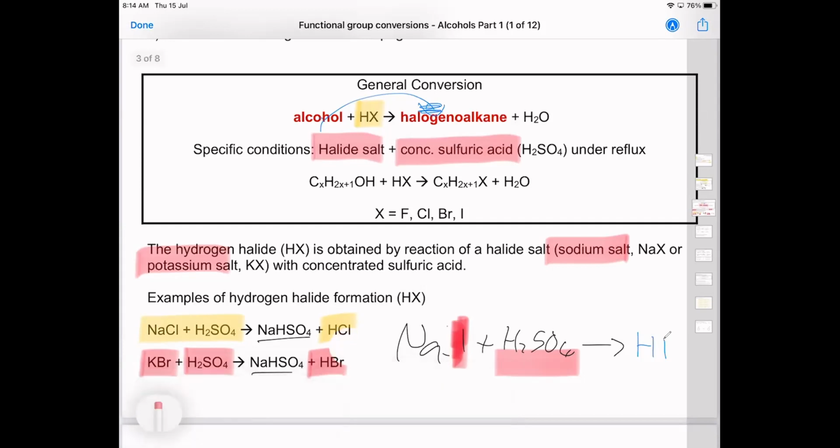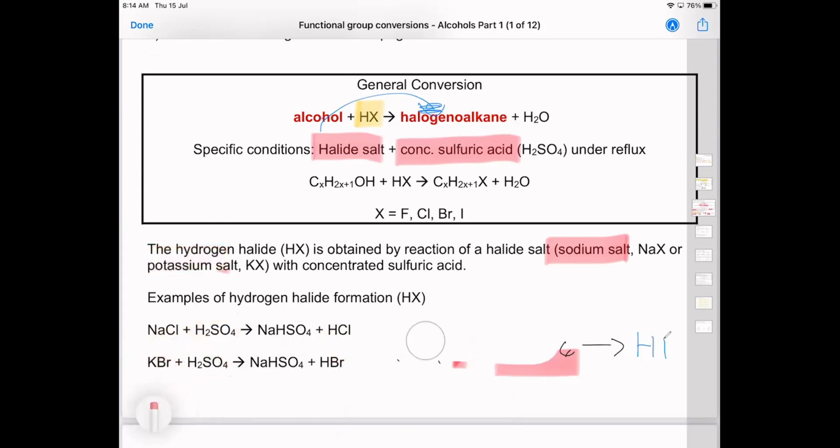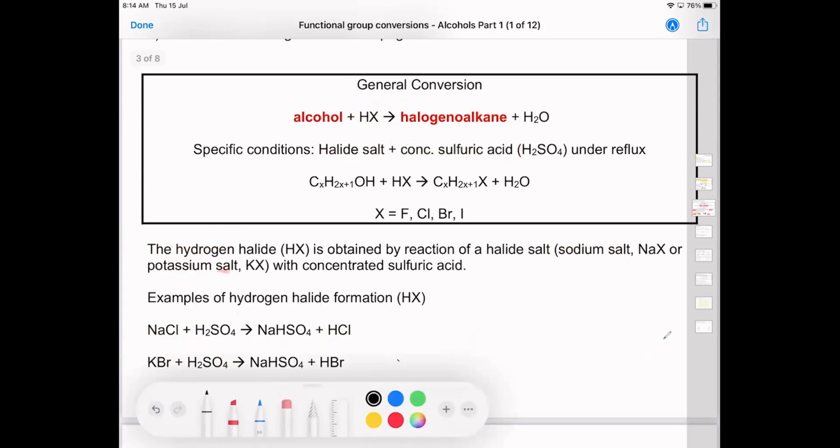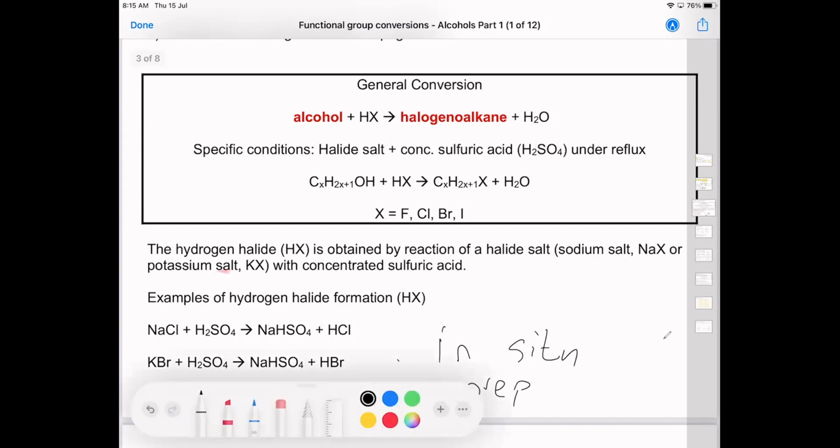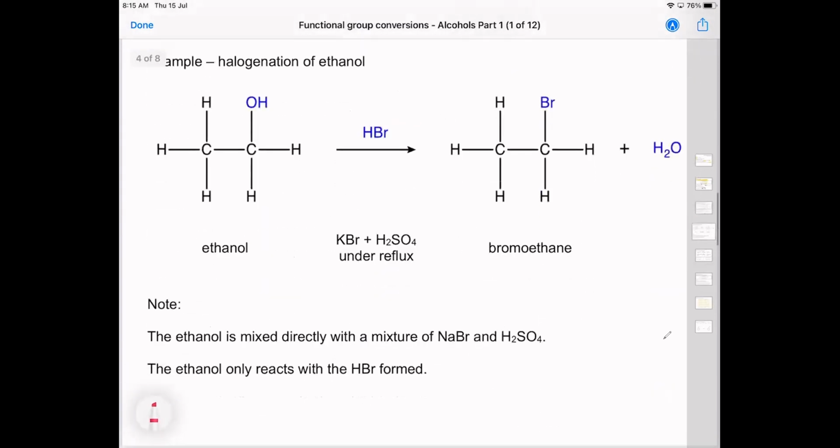So if you look in the textbook, they call this in situ. I'll just write it here. It's in the textbook. If you read, it says in situ preparation. So we actually prepare the hydrogen halide in the chemical reaction itself. But it's very important that we don't first prepare the hydrogen halide and then put the chemical in. We literally just chuck everything in together.